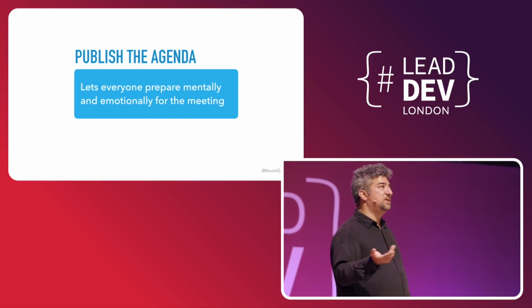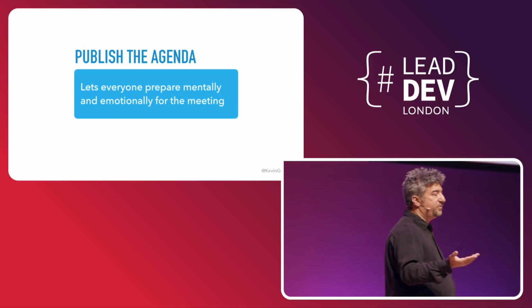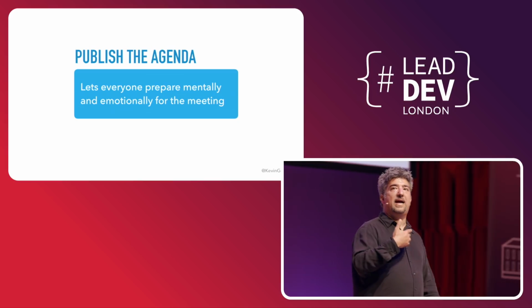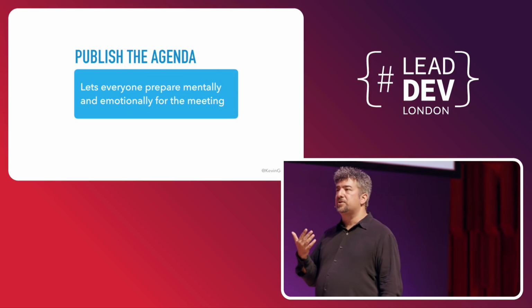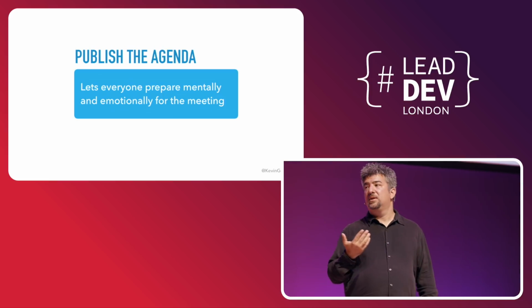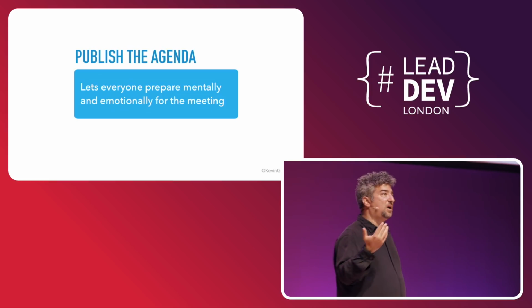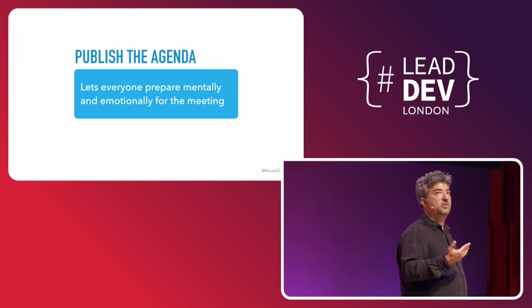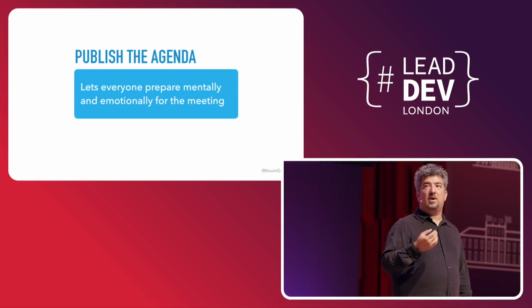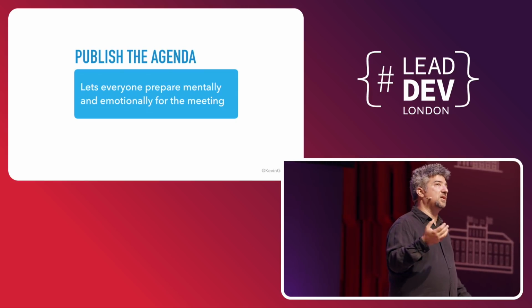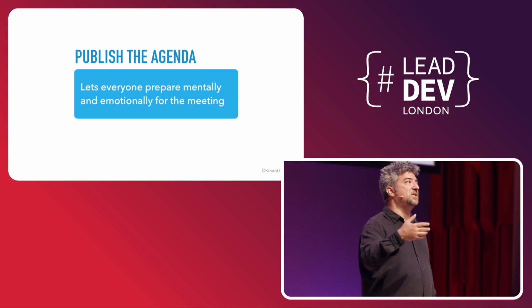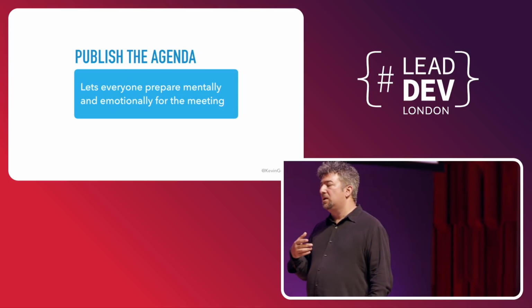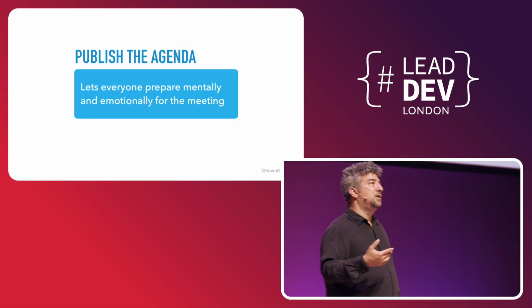I talked about publishing the agenda as a measure of respect, to show that you value other people's time. It's also important because sometimes people are afraid to talk in a group. They don't like disagreements. They don't want to fight about things. They don't feel like they belong.